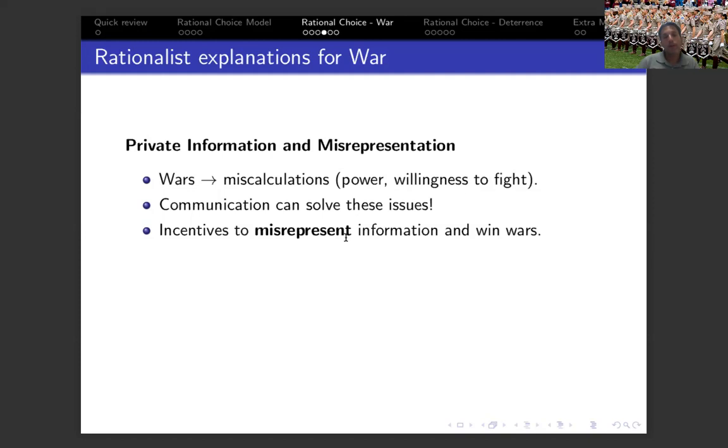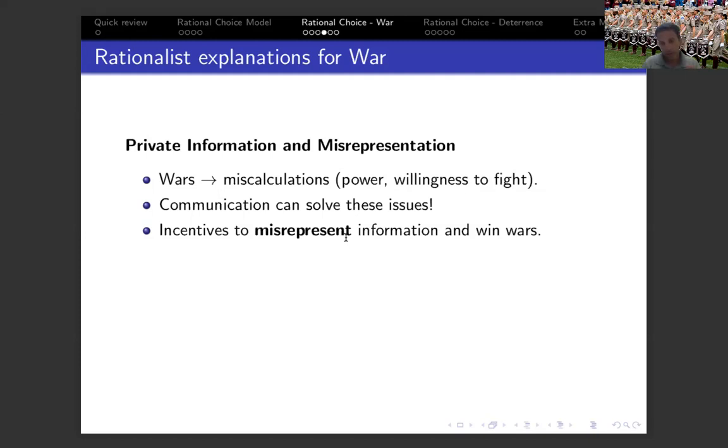Now, private information can be not just about the distribution of capabilities in this case. It can also be based on willingness to fight. So some actors may know that the issue at stake is much more important to them than the adversary believes. So they're much more willing to fight over that, but they think that the other actor does not know that. And they will have incentive to not reveal that information.